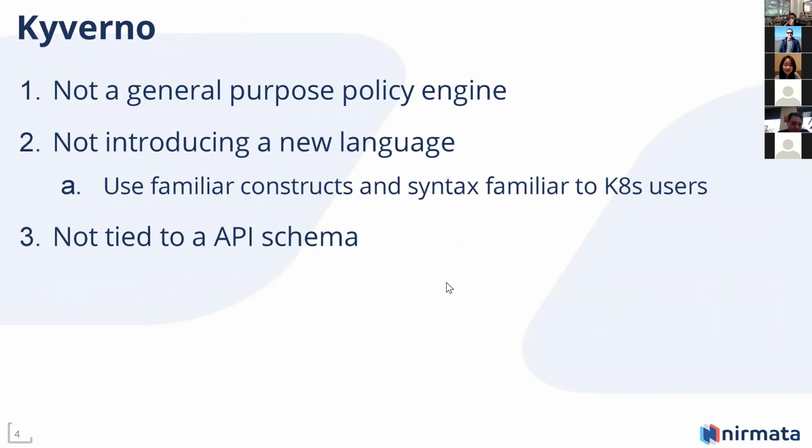What Kyverno is not: we wanted to make sure that we're not taking this in a direction it's not intended to go. It's not a general purpose policy engine, like some of the other projects such as OPA. We're not trying to introduce a new language. The constructs are more like tools such as JQ or even Kustomize to some extent, which provide some value-add features, but without requiring a steep learning curve for Kubernetes operators. And like I mentioned, we didn't want to be tied to a particular API or version schema. We wanted this to be schema-less from the beginning.